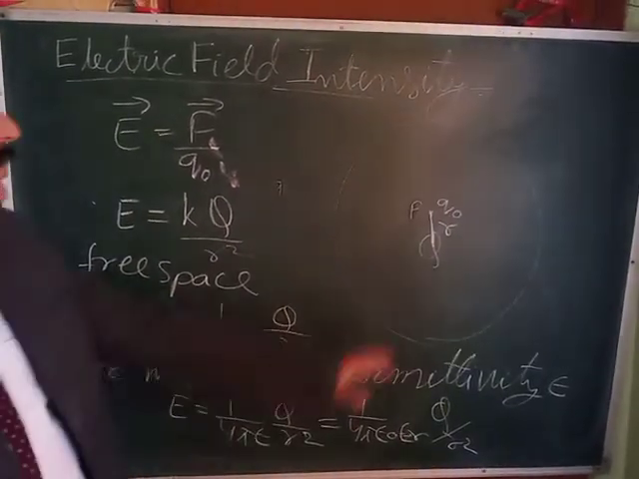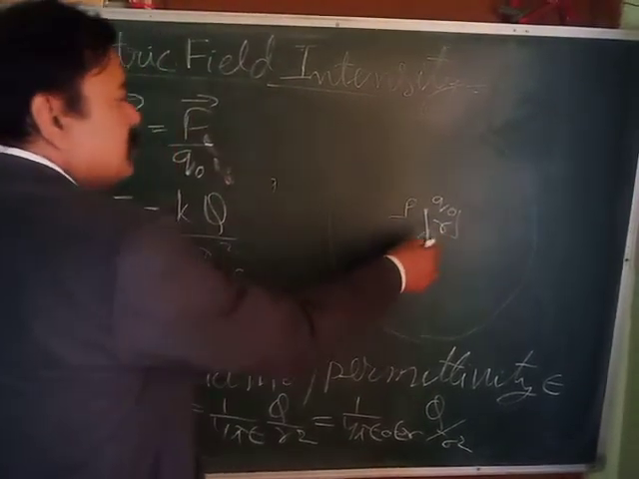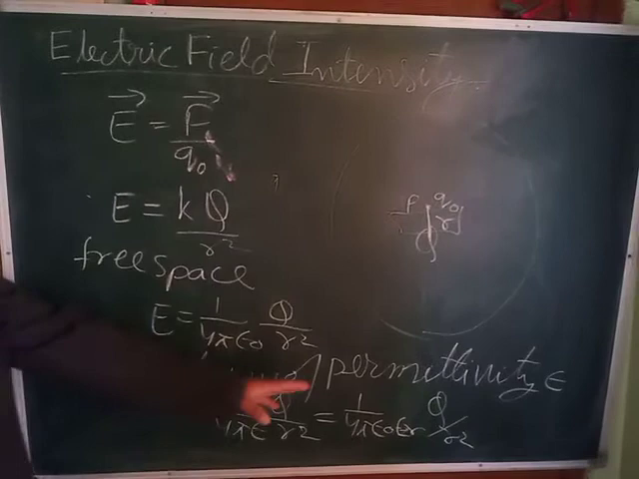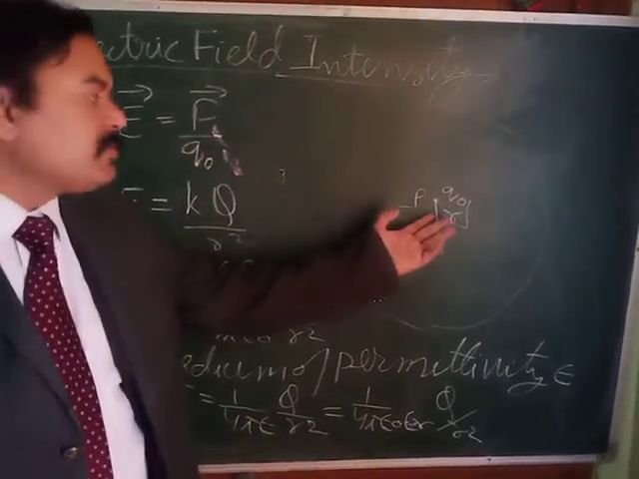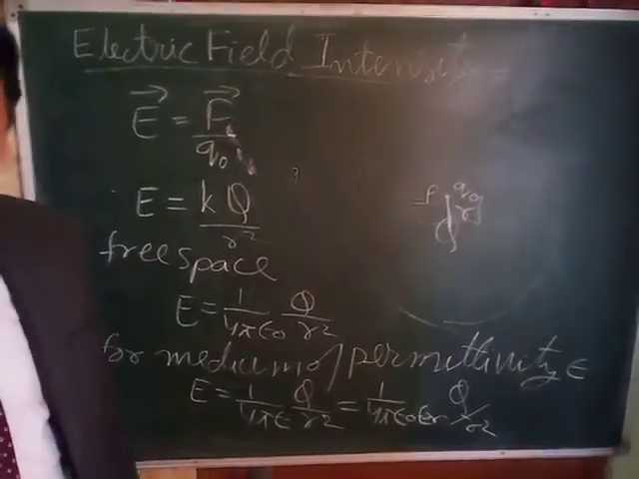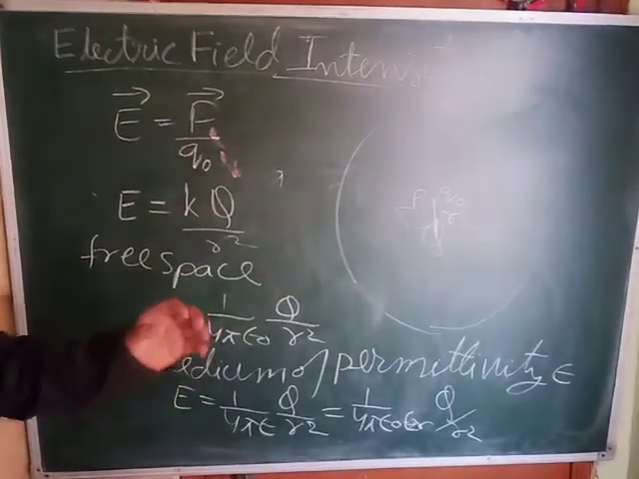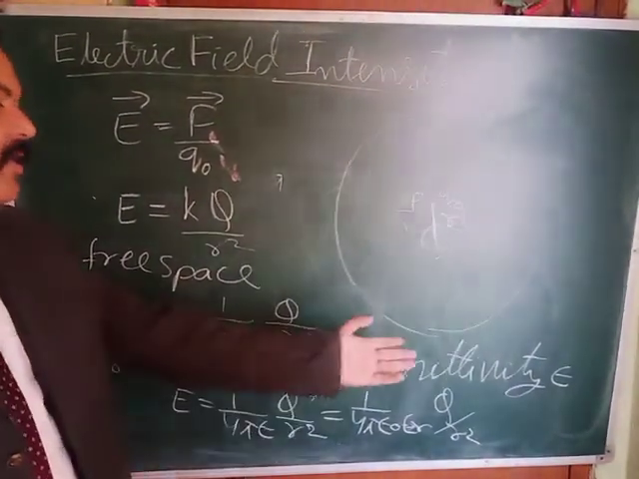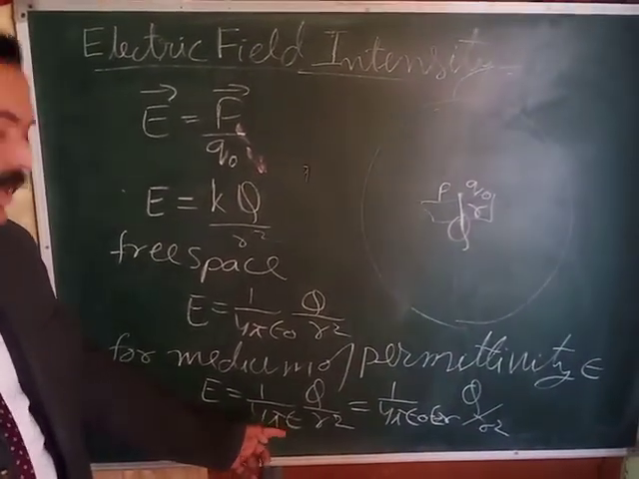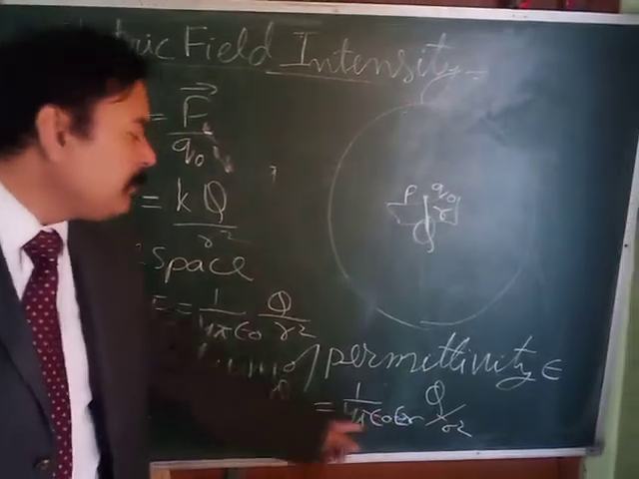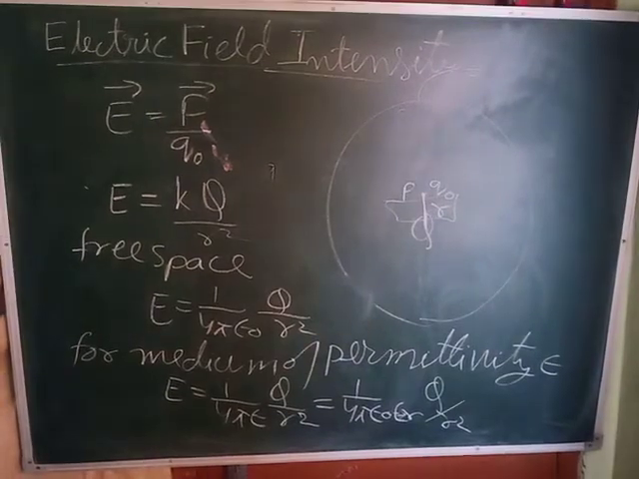And when the medium between the source charge and this point is some other medium having permittivity epsilon, like it is not air or vacuum, suppose this charge is placed in water, or kerosene, or embedded in asbestos, then whatever permittivity of that medium is there, that will be reflected over here. Or you can use its relative permittivity, and you can use this formula. Okay, so these are the formulae to find the electric field intensity.